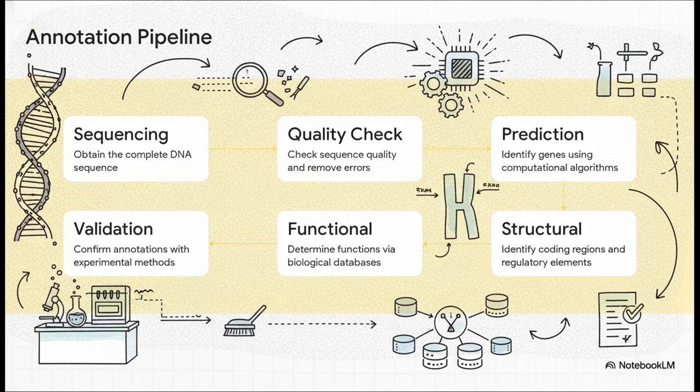And finally, Step 6 is validation. This is where we actually step away from the computer and use real-world experimental lab methods like RNA sequencing or proteomics to confirm our computational predictions. It's a highly rigorous pipeline for sure.